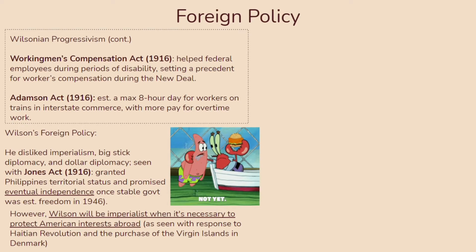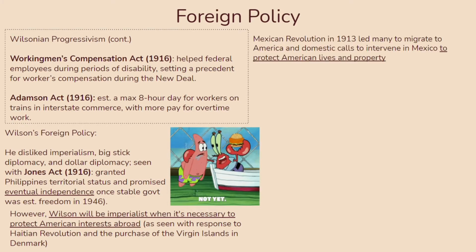And one really important international event that occurs during Wilson's presidency is the Mexican Revolution of 1913. And this led many Mexicans to migrate to America and also led to domestic calls to intervene in Mexico to protect American lives and property because this was a very tumultuous time. Mexican Revolution could possibly threaten American property, could lead to the destruction of property, and people were scared that they were going to lose these big investments.